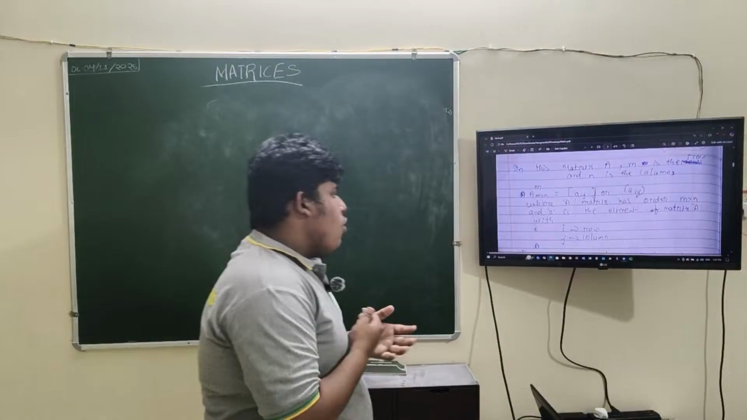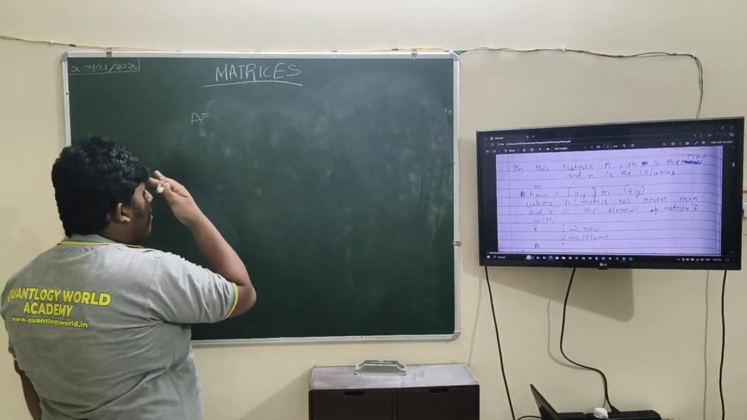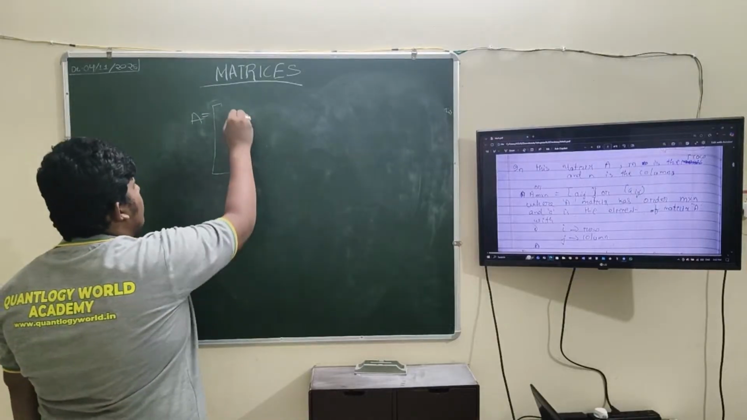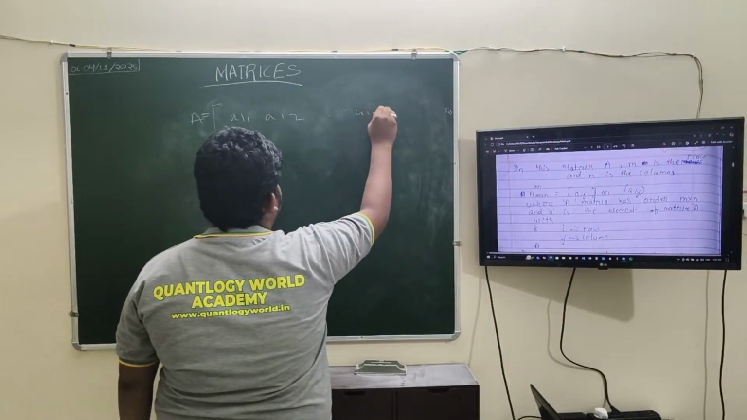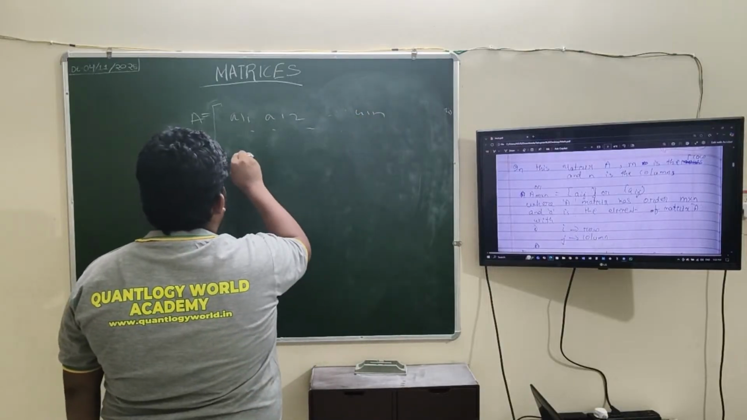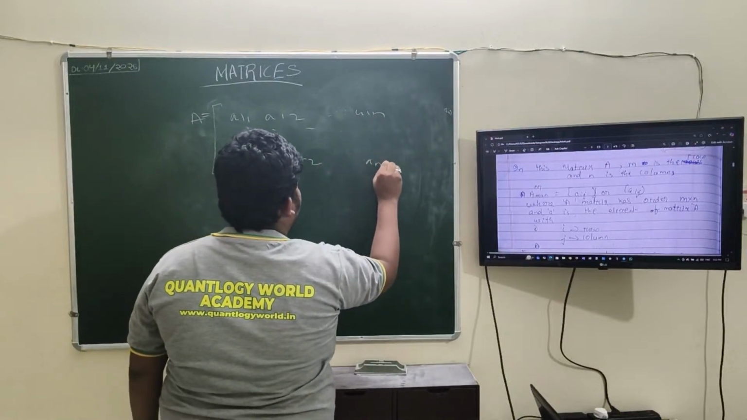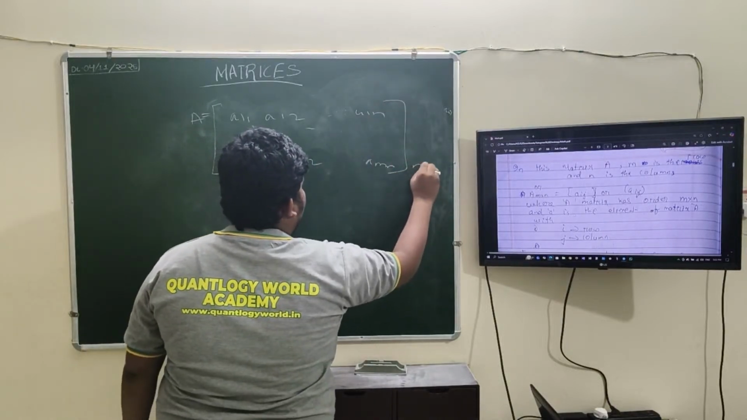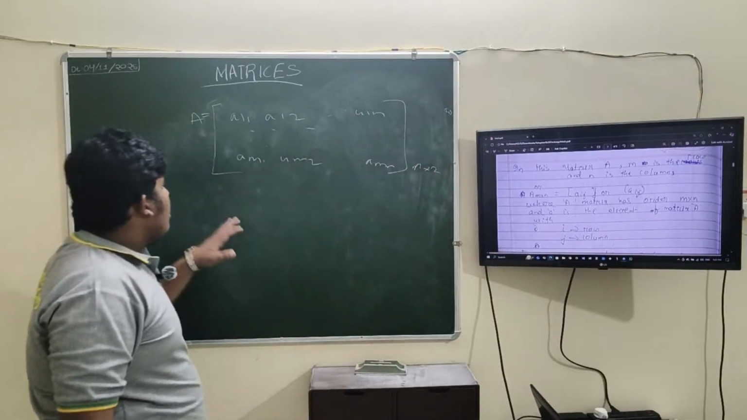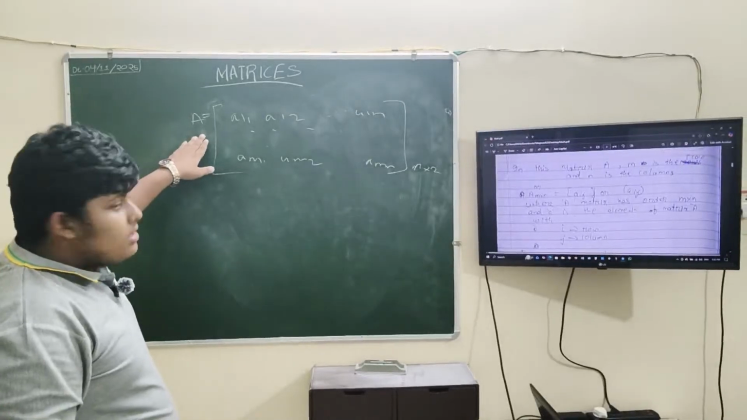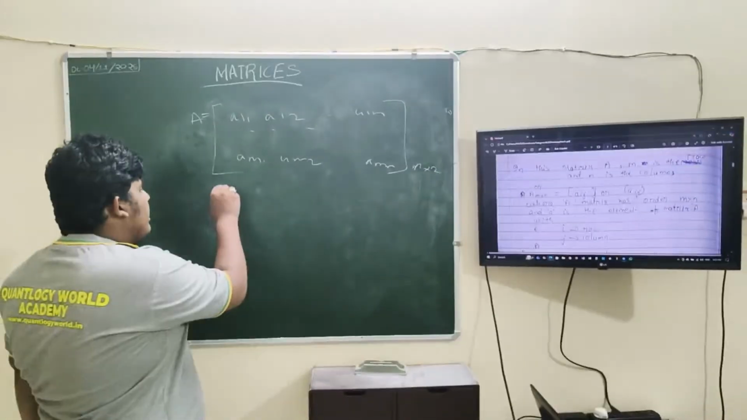Now we have studied the form of matrix. We are writing again the form of matrix, A11, A12 up to A1n, up to AM1, AM2 up to AMN, n cross m. So here, what is A? A is the name of the matrix.